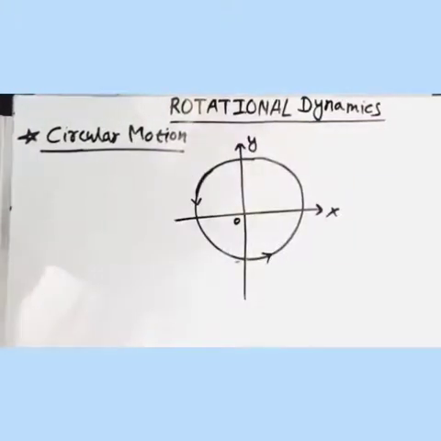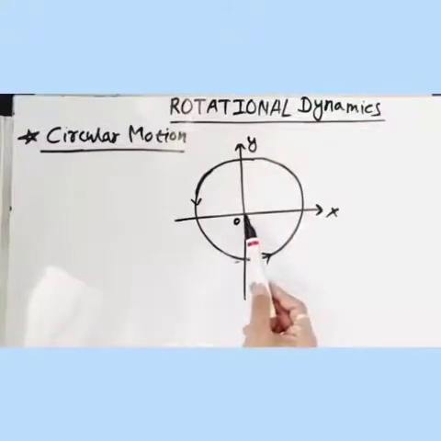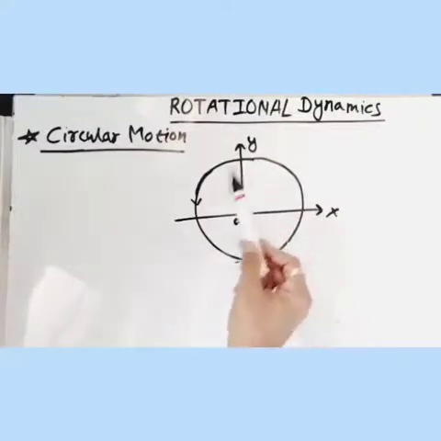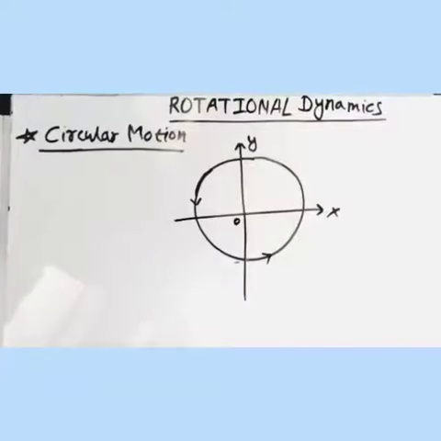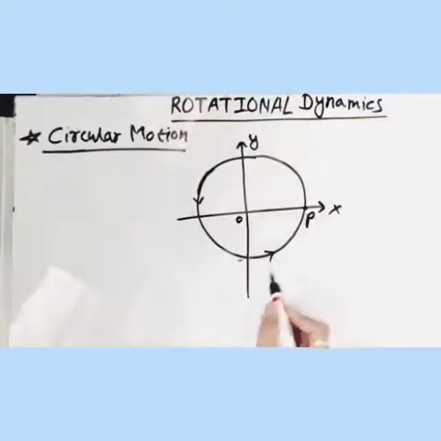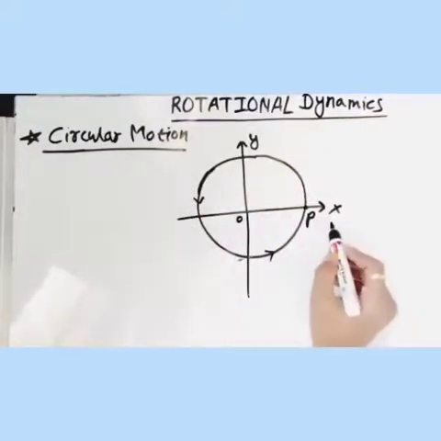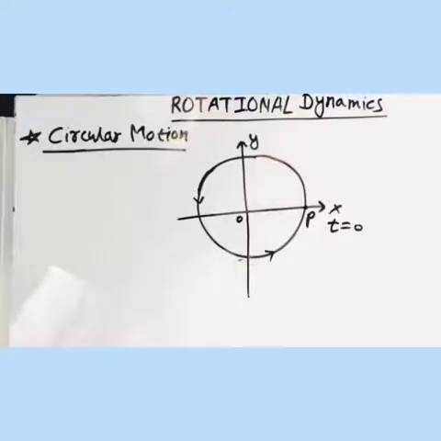To understand the different physical quantities which we are going to use in circular motion, we will consider a particle performing circular motion along the circumference of a circle, with the center of this circle at the origin of the xy coordinate system. Consider a particle, say particle P. Initially it is present at this position and moving in anticlockwise sense when time t is equal to 0.